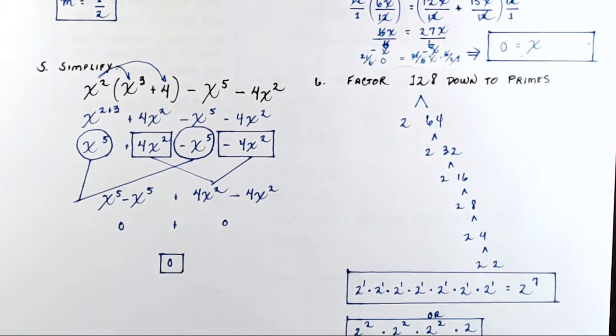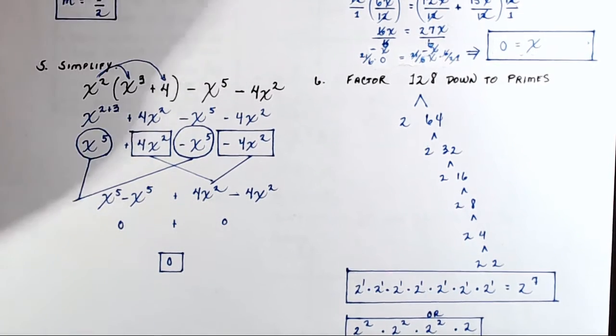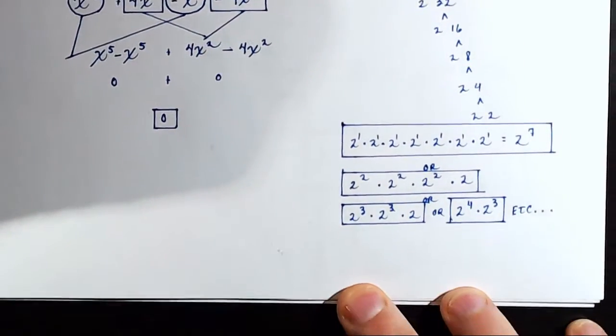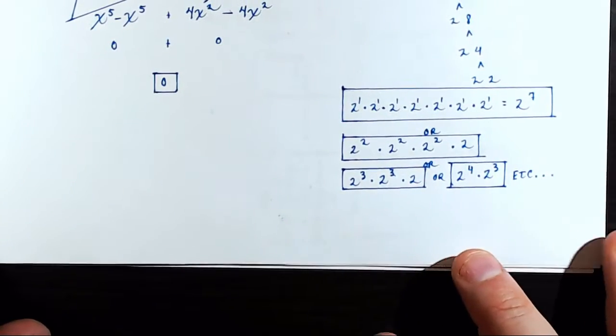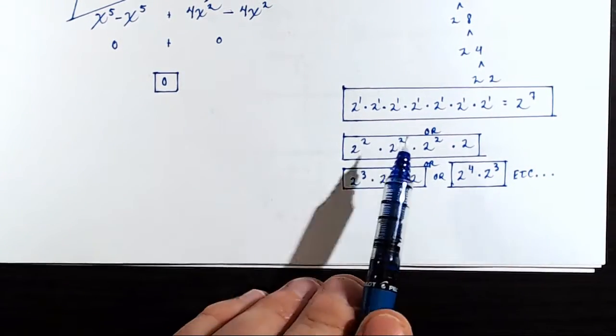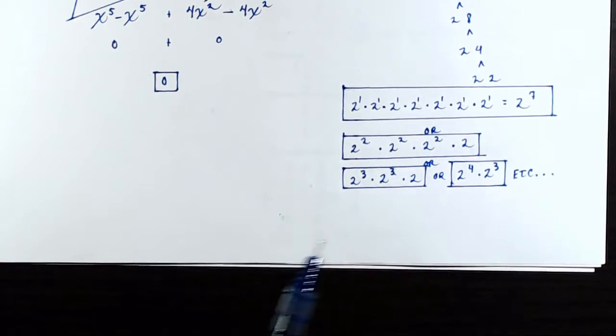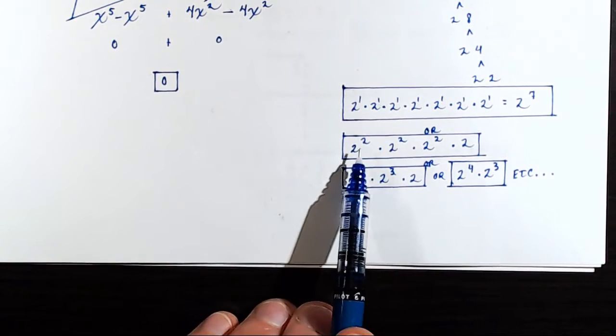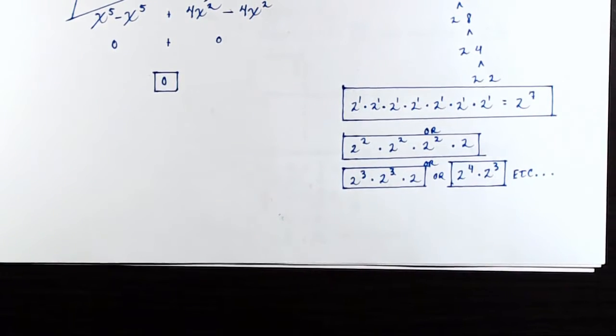Number 6, I had to factor 128 down to primes. So everything turned out to be 2 seven times. And I listed it several ways. So that's not just one way to write this. The product of the primes can be written in a lot of different ways. So here it is, it just says 2 to the 1st 7 times. Here's 2 to the 2nd 3 times 2 to the 1st.